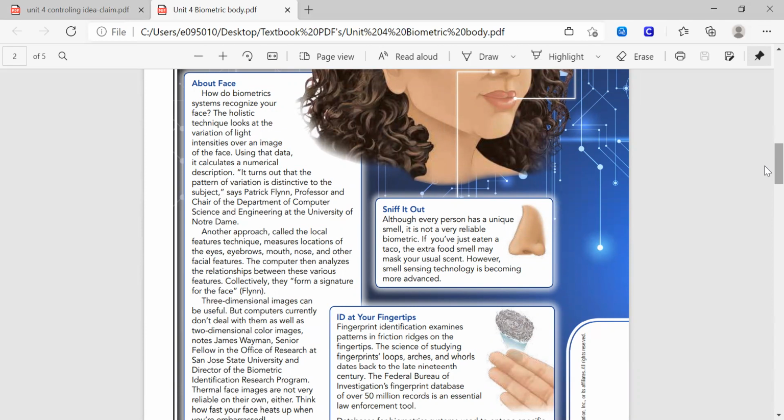Using that data, it calculates a numerical description. It turns out that the pattern of variation is distinctive to the subject, says Patrick Flynn, professor and chair of the Department of Computer Science and Engineering at the University of Notre Dame. Another approach, called the logical features technique, measures locations of the eyes, eyebrows, mouth, nose, and other facial features. The computer then analyzes the relationships between these various features. Collectively, they form a signature for the face.